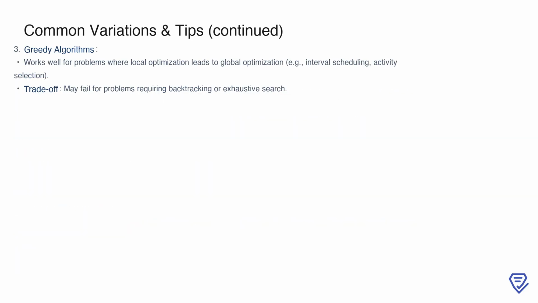Finally, greedy algorithms are another technique worth mastering. These are particularly effective for problems where making locally optimal choices leads to a globally optimal solution. Examples include interval scheduling or activity selection problems. However, it's important to note that greedy algorithms don't work for every scenario. They might fail for problems that require backtracking or exhaustive search to find the correct solution. Understanding when and where to use greedy algorithms is key to leveraging their efficiency effectively.